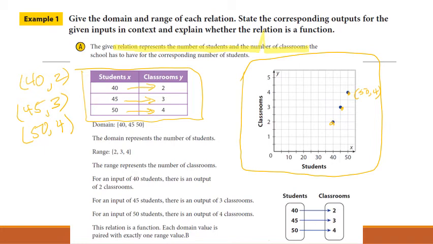The third way you could do this is a mapping diagram, where you have the set of all the inputs on one side, and arrows connecting each element or each value inside the inputs to its corresponding output.